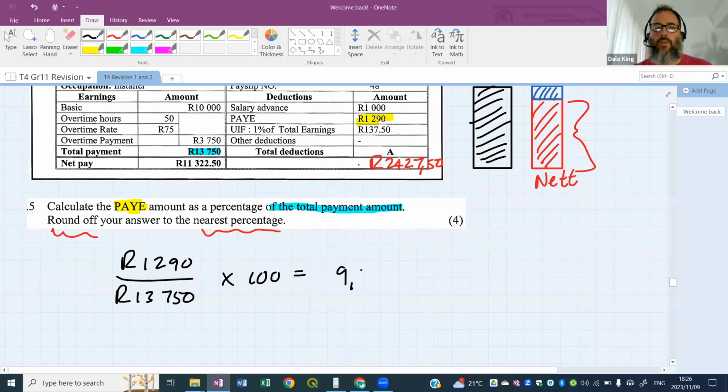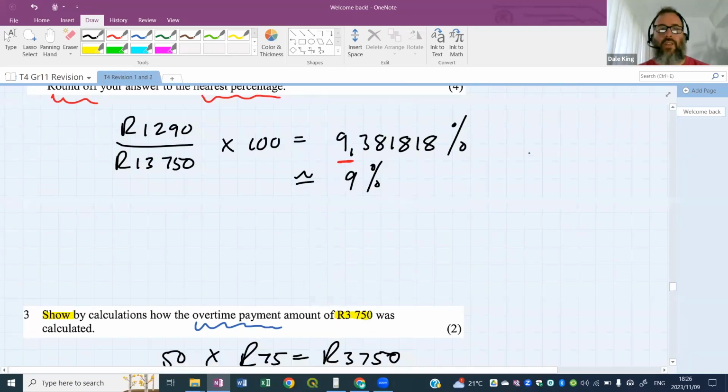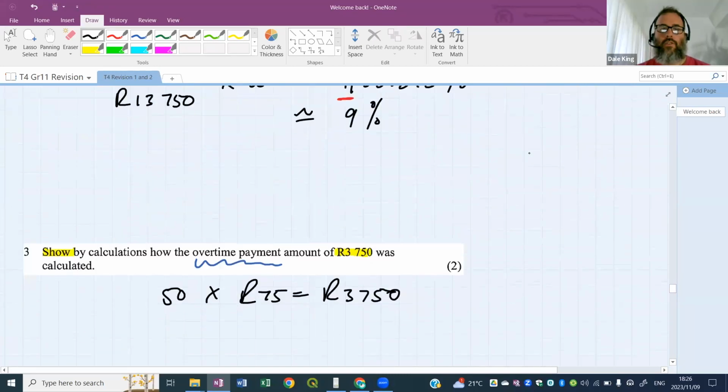9.381818%. I'm showing 6 decimals here, but we need to round off to the nearest percentage. So we're looking at this number, the 9. Will it change? Well, the 3 next to it will not change it. So it's going to stay 9%. Well done for getting that 9. Excellent. Good job. This simple calculation of math literacy often comes up: if you have two numbers, you can always ask for a percentage.